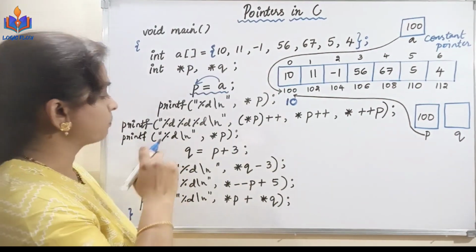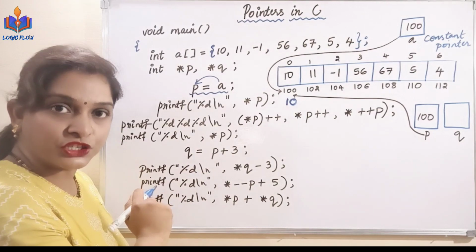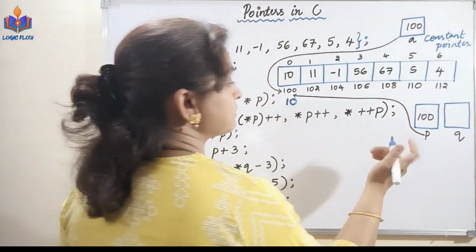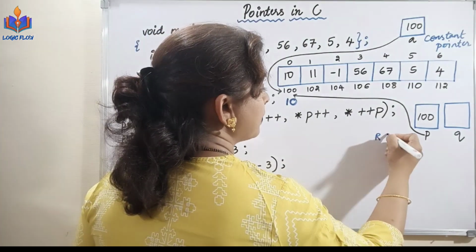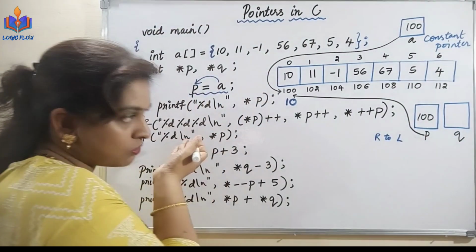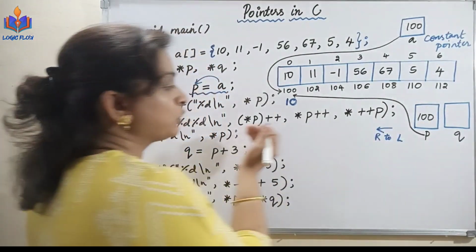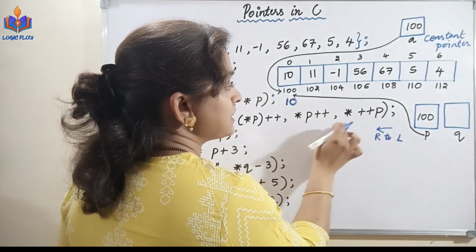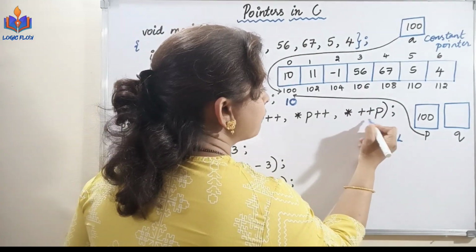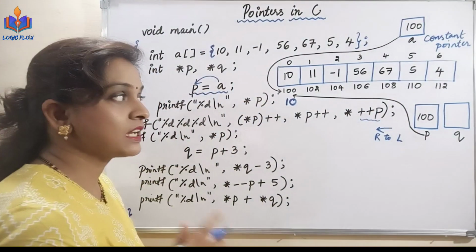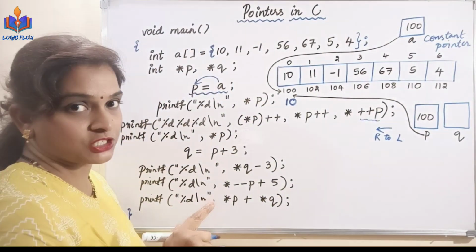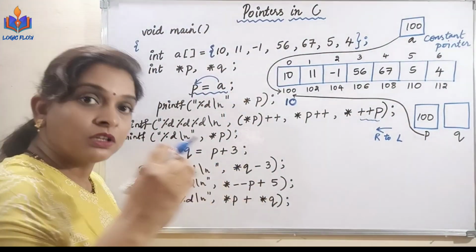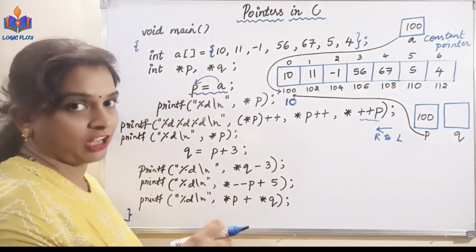Okay. Now we have printf with three %d and many expressions here. How does it get evaluated? It gets evaluated from right to left. So from here we need to check. It is asterisk plus plus P. What type of increment is it? It is pre-increment. So ++P means it has to do the pointer incrementation first.